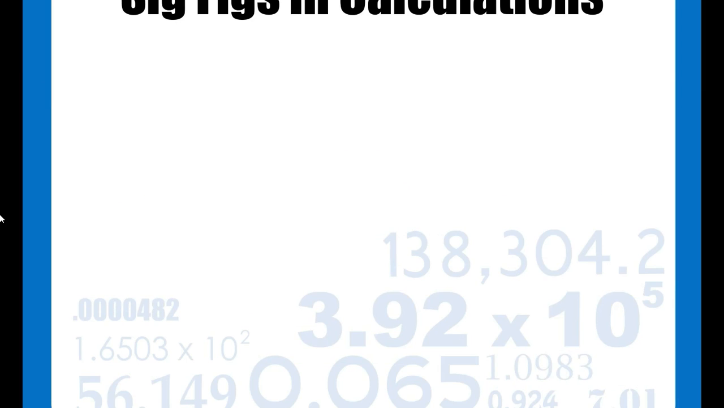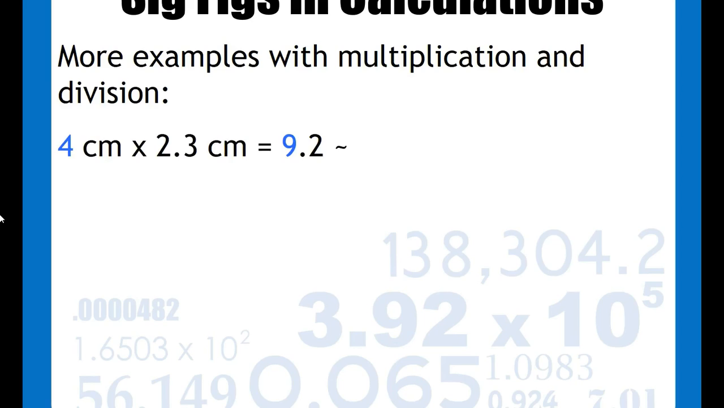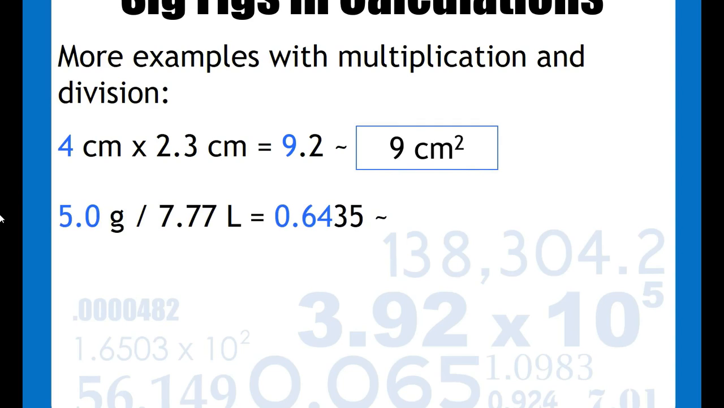Here are some more practice problems. When you do this calculation, you end up with 9.2. Again, your answer is rounded to the least number of significant figures. So that's why your answer would simply be 9 centimeters squared. When you do this calculation, notice the numerator has the least number of significant figures with 2 sig figs. That means your answer has to have 2 significant figures. So when you round this, it'll be 0.64 grams per liter.